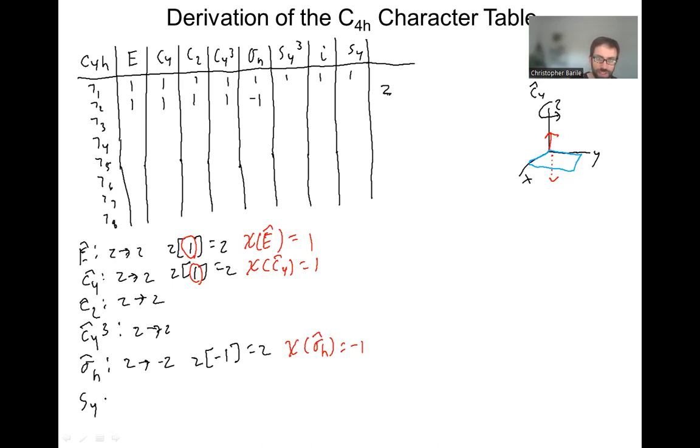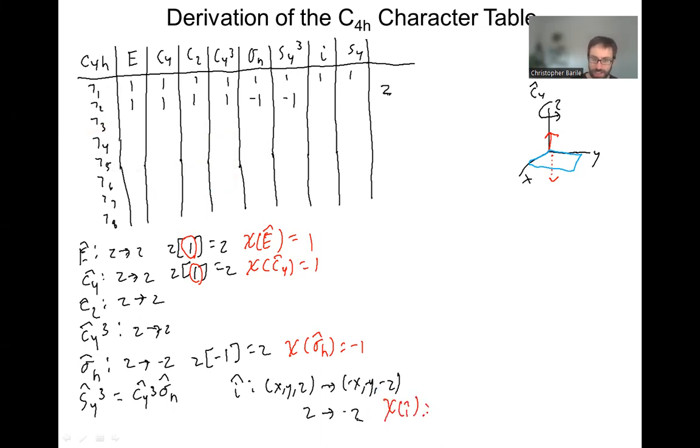And then we can use the definition of the next one, S4 cubed, right? We know that equals C4 cubed followed by a sigma H. And C4 cubed did nothing, went to Z, and then sigma H went to negative Z. So overall, that's going to be a negative 1. Inversion, by definition, takes an arbitrary point x, y, z to negative x, negative y, and negative z. So z obviously went to negative z in this definition. And so again, our character, our chi of inversion, is going to be equal to negative 1. So we'll put a negative 1 up here.